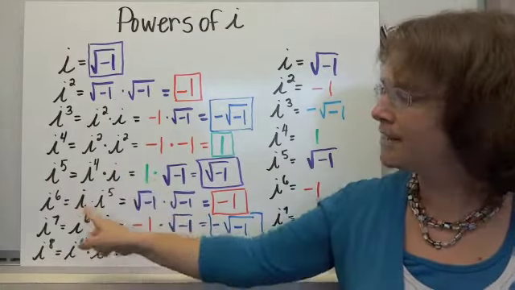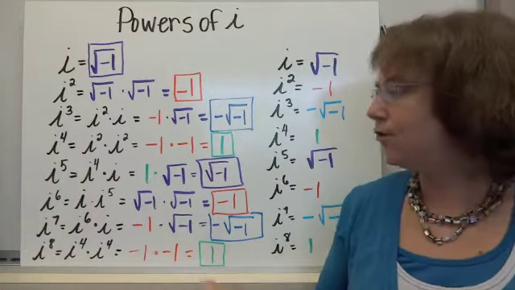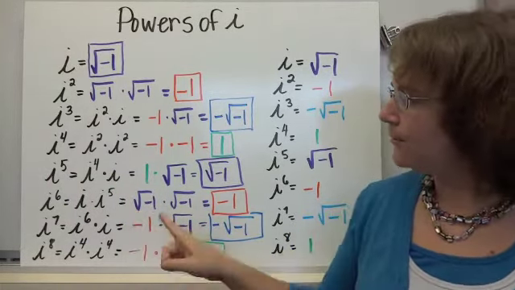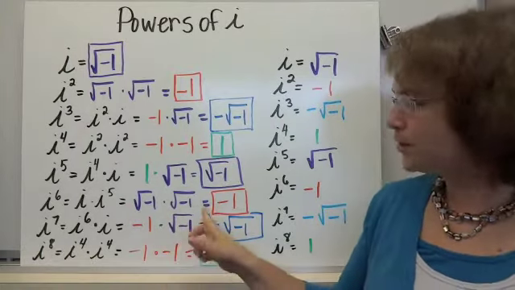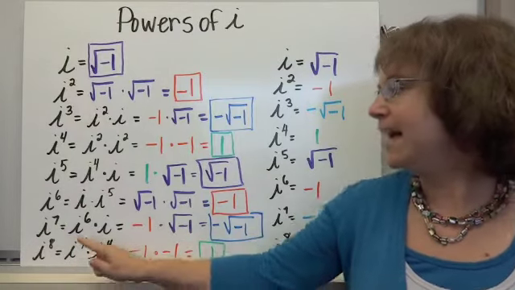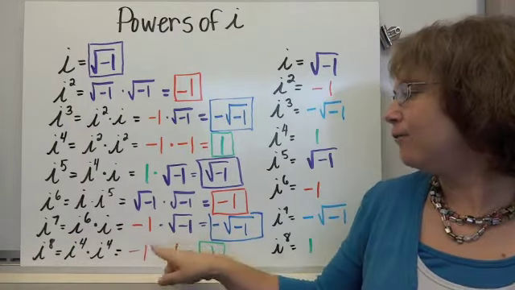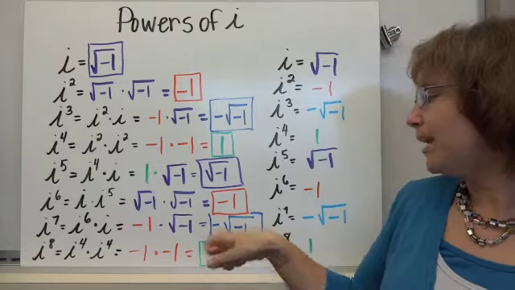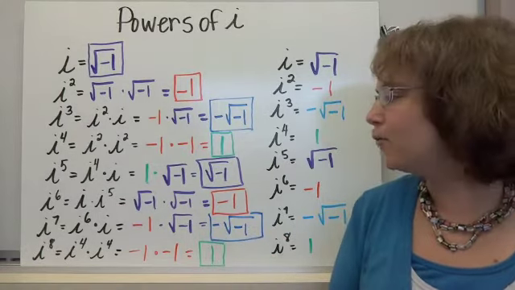i to the sixth, I wrote it as i times i to the fifth. Again, you could write it any way you want. That's the square root of -1 times the square root of -1, which we know is -1. i to the seventh, we have i to the sixth times i. -1 times the square root of -1, we get the negative square root of -1.